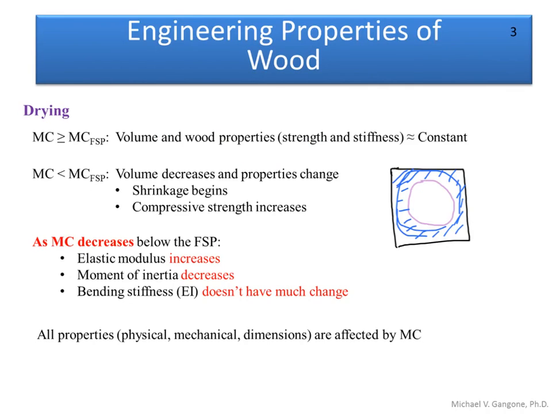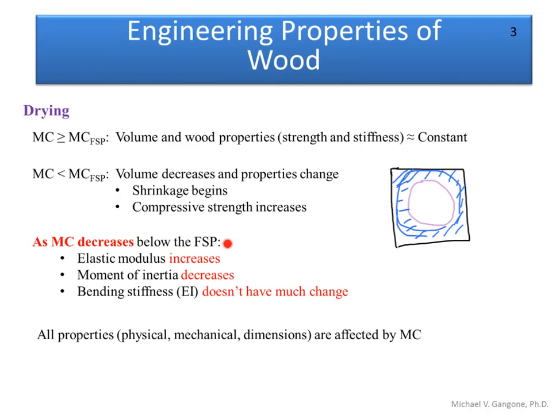So now say our fiber saturation point is 25%, and the moisture content decreases to 20%. Some of that moisture is going to start leaving the cell walls, so some of that moisture is going to be leaving out of this particular area right here. This is actually going to cause this whole cell to start to shrink, and you're going to start to see a volume change.